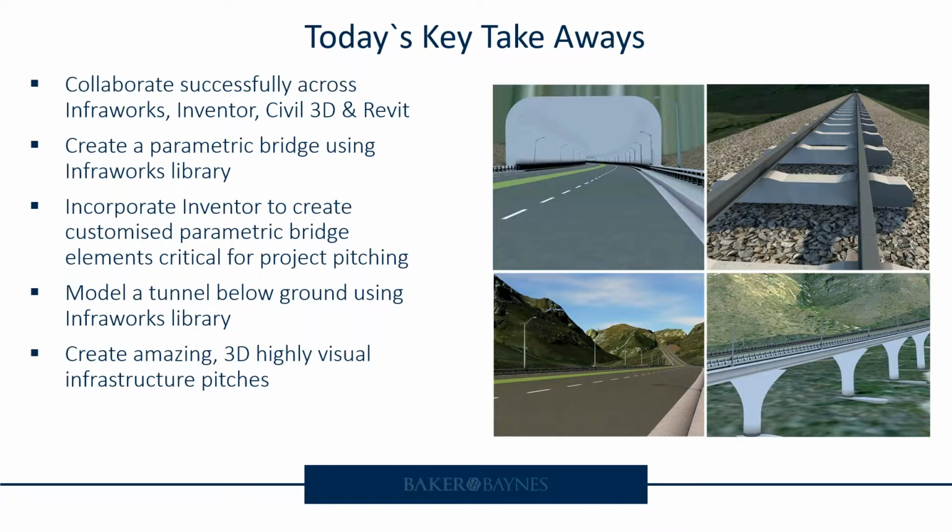I showed you how you can collaborate successfully between Infraworks, Inventor, Civil 3D, and Revit, if you want to transition your design to the detailed aspect using Civil 3D and Revit. And then I showed you how you could create the parametric bridge using default out-of-the-box Infraworks objects, as well as using customized objects modeled in Inventor into Infraworks.